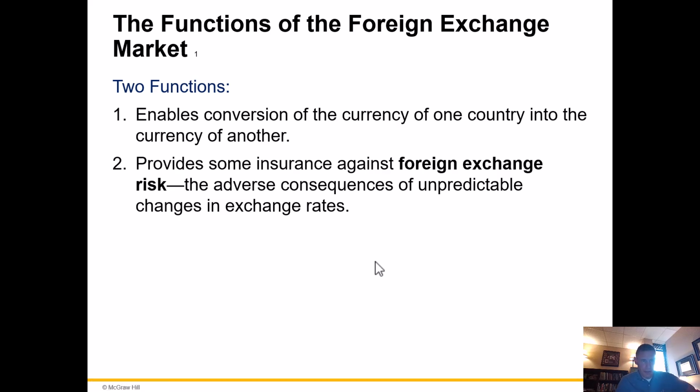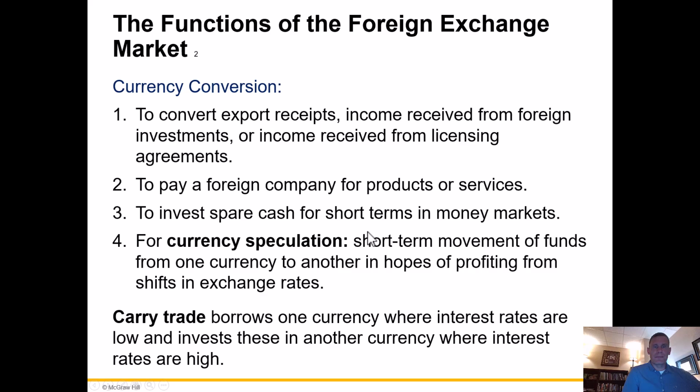So there's really two functions of the foreign exchange market. One, it enables conversion of the currency of one country into the currency of another. And two, it provides some insurance against foreign exchange risk, the adverse consequences of unpredictable changes in exchange rates.